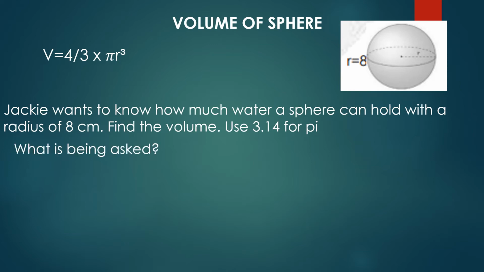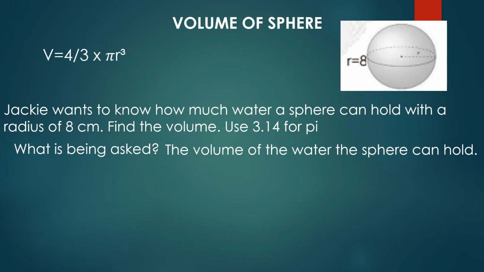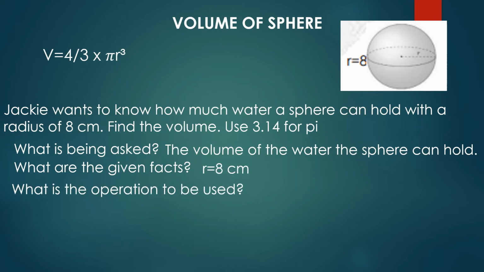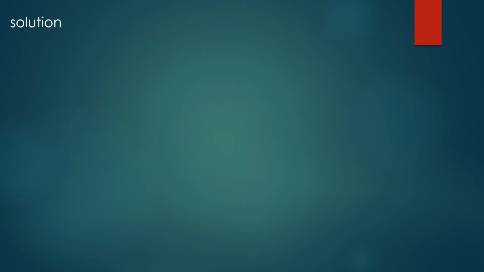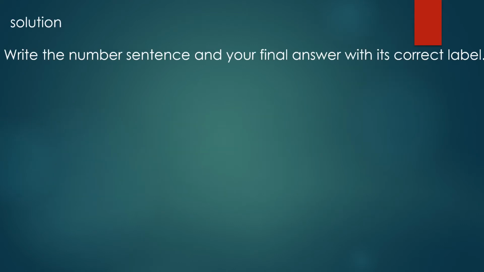What is asked in the problem? The volume of the water the sphere can hold. What are the given facts? The radius, which is 8 cm. What is the operation to be used? Use the formula for the volume of sphere. So, the formula for the volume of sphere is 4/3 times pi r cube. Now, let's have the solution for the given sphere. Write the number sentence and your final answer with its correct label.